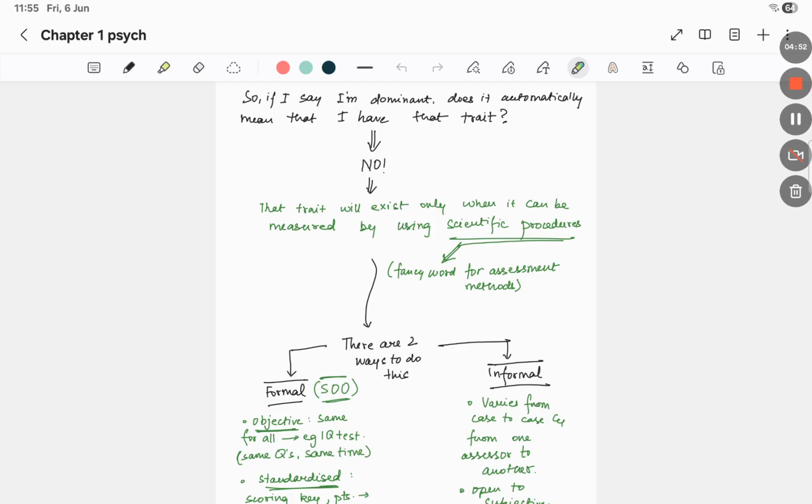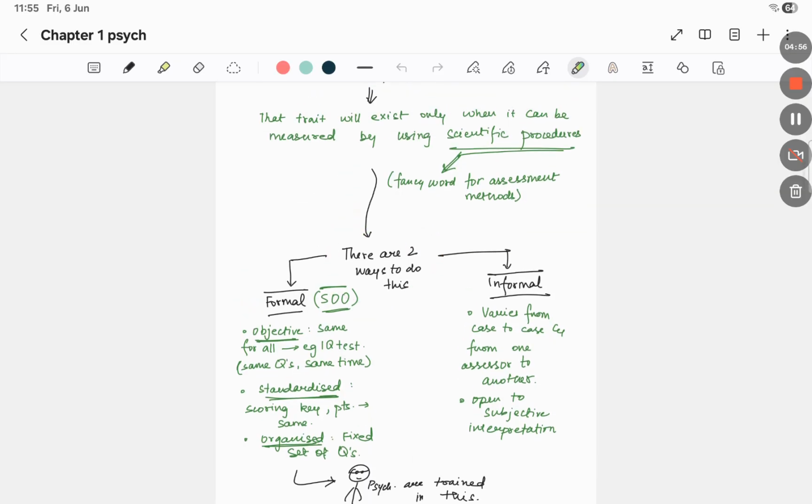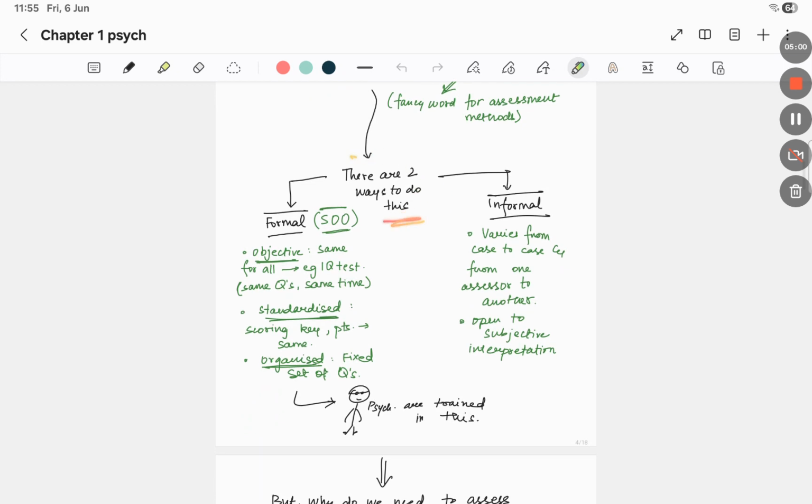It can be proven then, right? So now there are two ways to do this. How do I assess a psychological attribute? There is a formal method and then there's an informal method. The mnemonic to remember the three parts of the formal method is OSO.